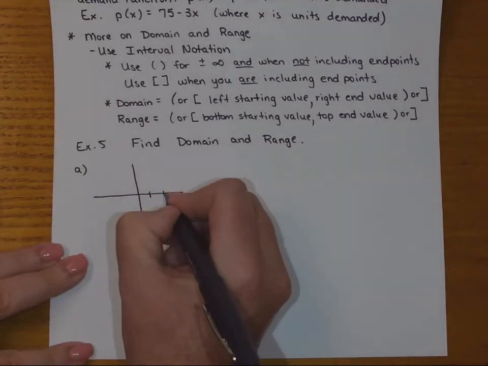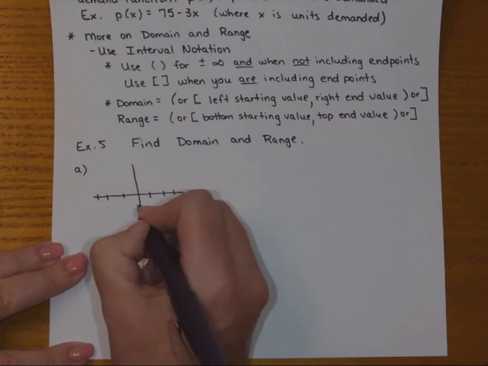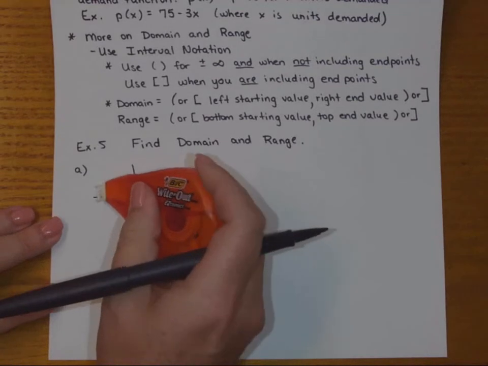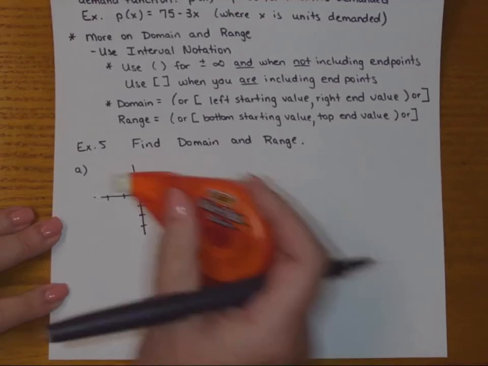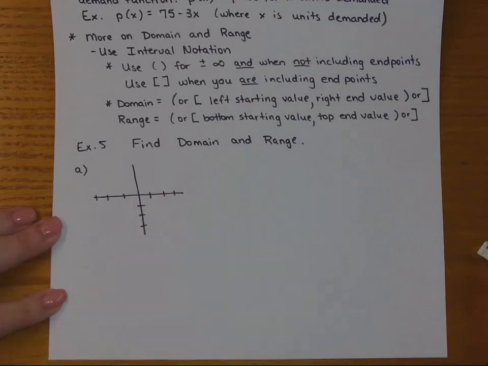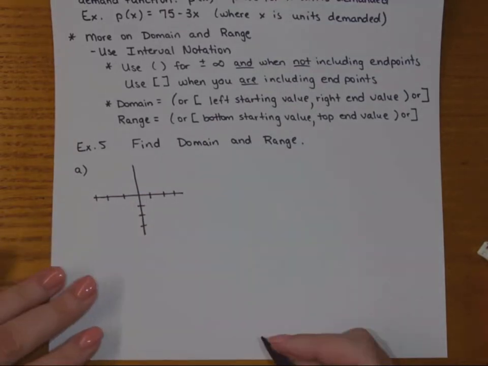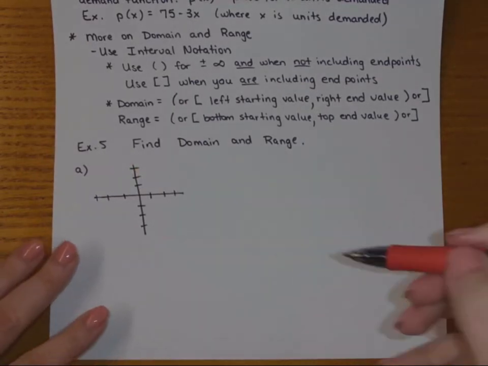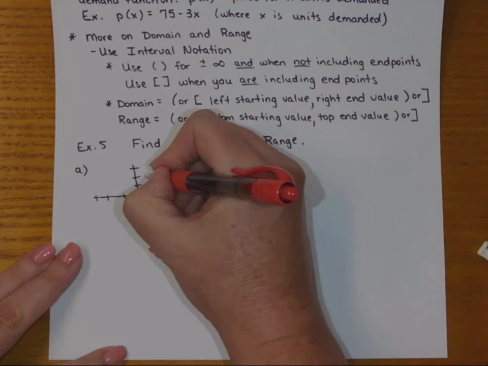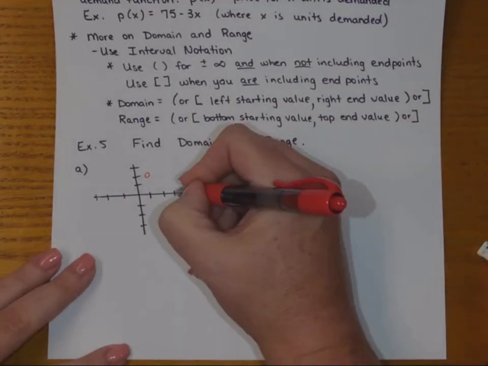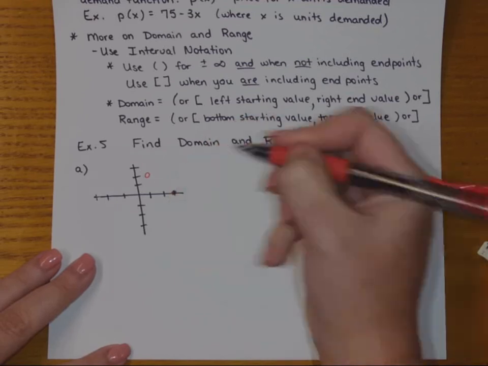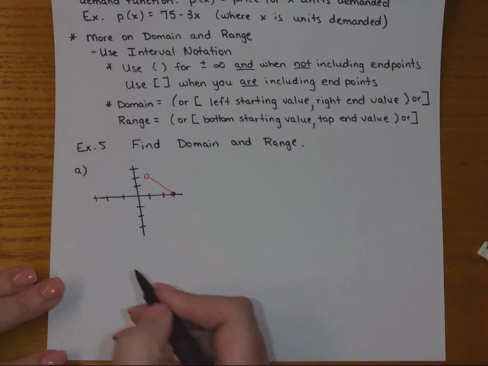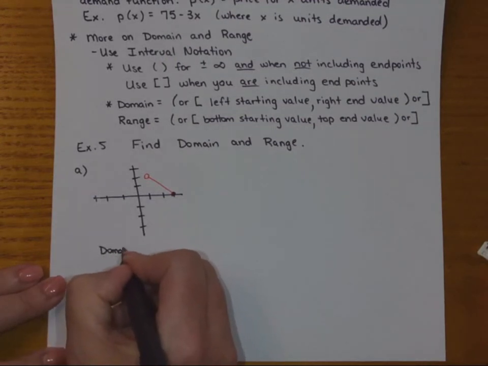So for this graph, let's just go out 3 in every direction. Kind of a little off-spaced here, so I'm going to spread that out a bit. So what I want you to do is put an open circle at (1, 2), and then a closed circle at (3, 0). And then I want you to connect them. Okay, so we'll look at the domain and the range of this. We'll fill this in here in a minute.